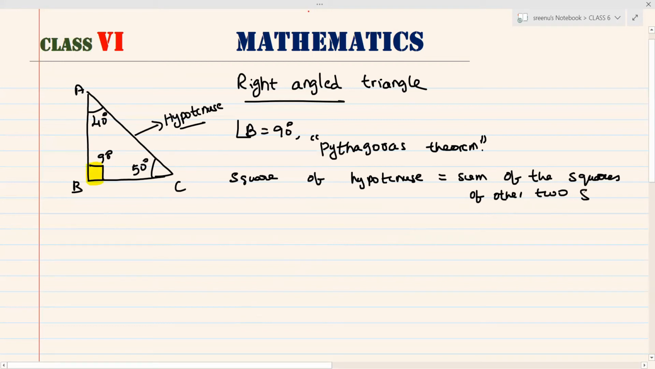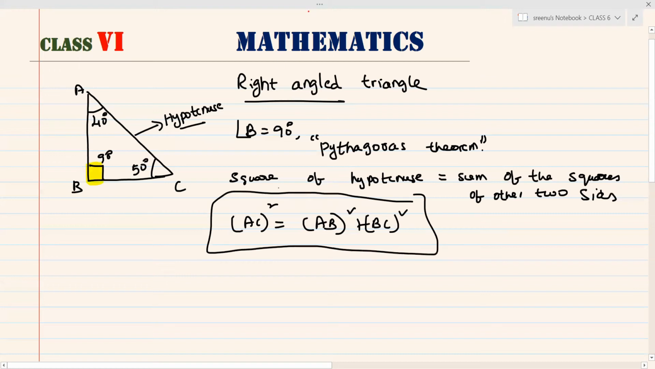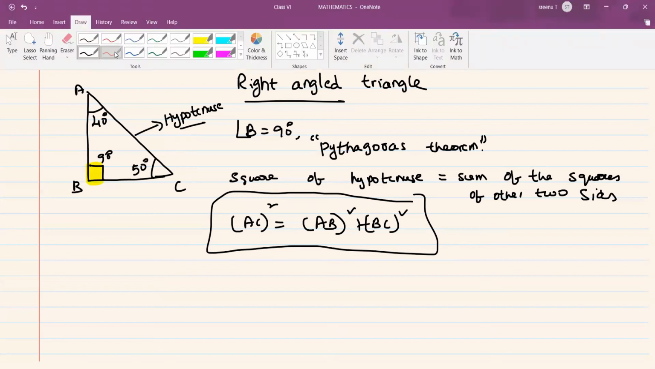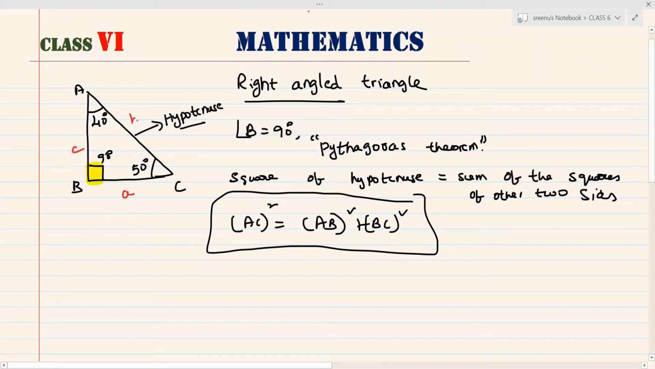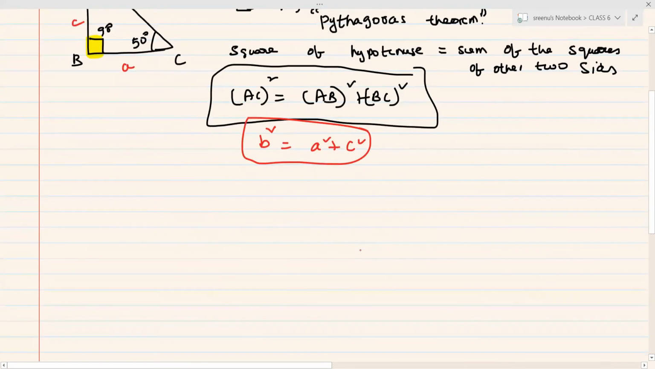Right. So in this triangle, AC is the hypotenuse. That means AC square is equal to the other two sides, AB square plus BC square. This is the right angle triangle rule. So we will verify with some sides. I will take the side opposite angle A as a, this is c, and this is b. You can write it like this also: b square is equal to a square plus c square. Okay.